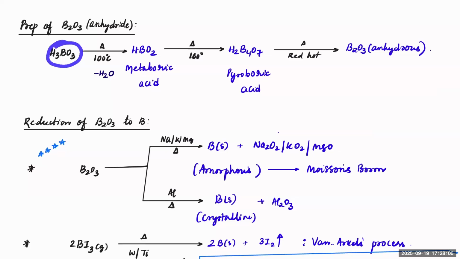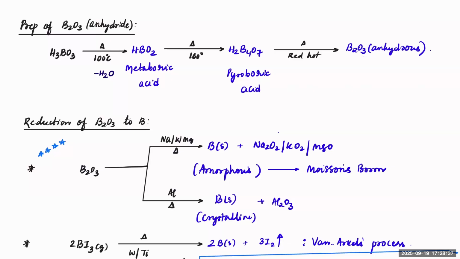You take boric acid and heat it around 100 degrees. The first water molecule will be lost. Now, if you have only one hydrogen, it is called metaboric acid. And the metaboric acid is heated again. So you take 4 moles and remove water again. So you will have H2B4O7. That is called pyroboric acid. And finally, when you heat the pyroboric acid further, it will convert into 2 moles of B2O3.